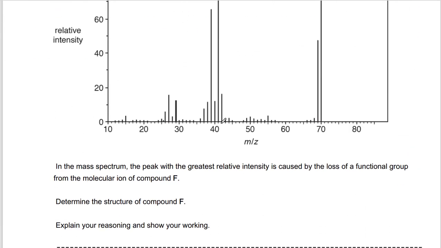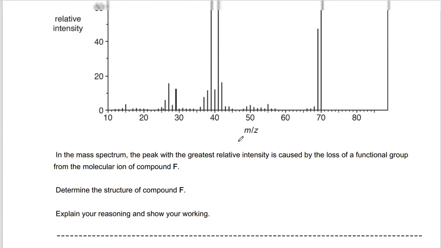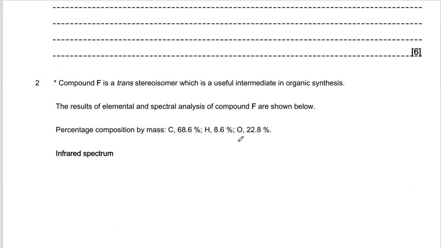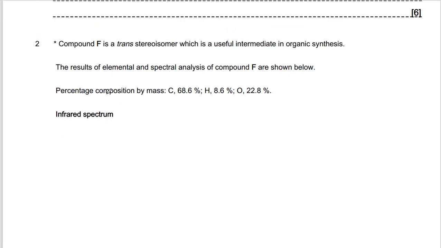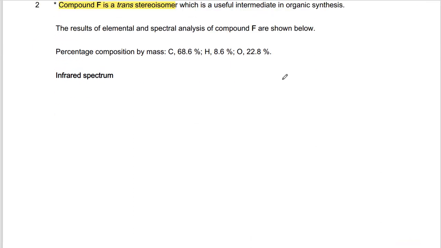Okay, so it's going to give you another one, infrared spectrum, and it's another explain your reasoning question. Same idea, okay? More useful stuff in the question though. They always hide this stuff. Compound F is a trans stereoisomer. That's going to be useful later because I imagine there'll be two options that we can have. One will be cis, one will be trans.